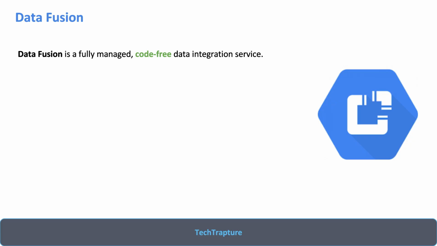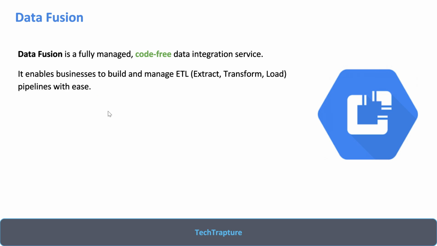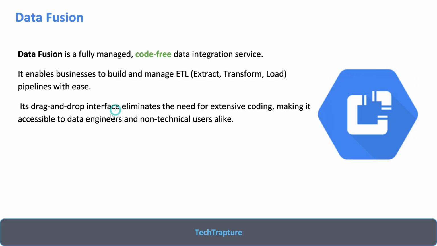So this is basically the code-free data integration service hosted on Google Cloud. It enables businesses to build and manage ETL pipelines with ease, because you don't need to write any kind of code here. It is a UI, and we can drag and drop a source and destination and apply the logic with the help of the UI only. We'll definitely have the demo at the end of this video. It is a drag and drop interface that eliminates the need for extensive coding, making it accessible to data engineers and non-technical users.